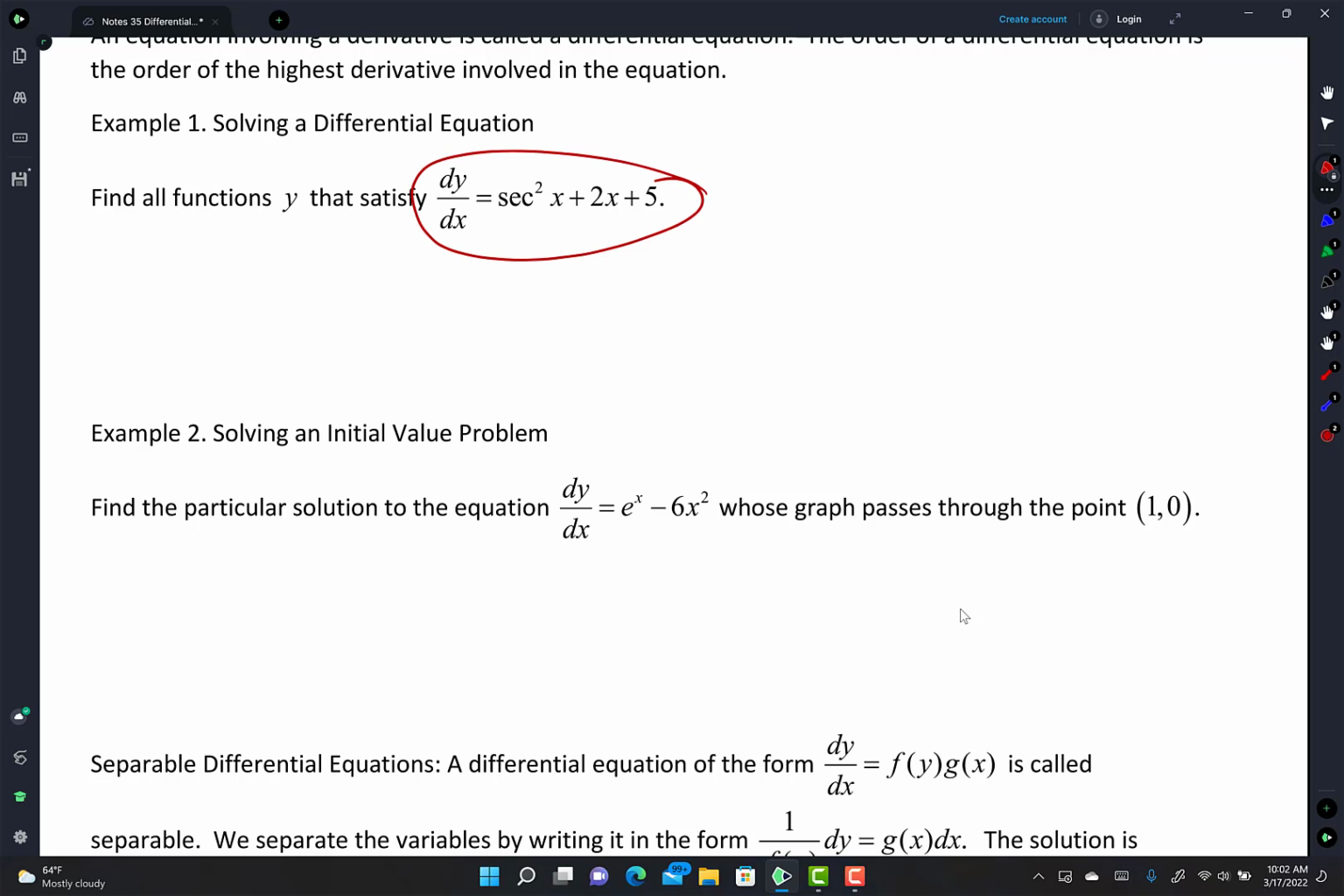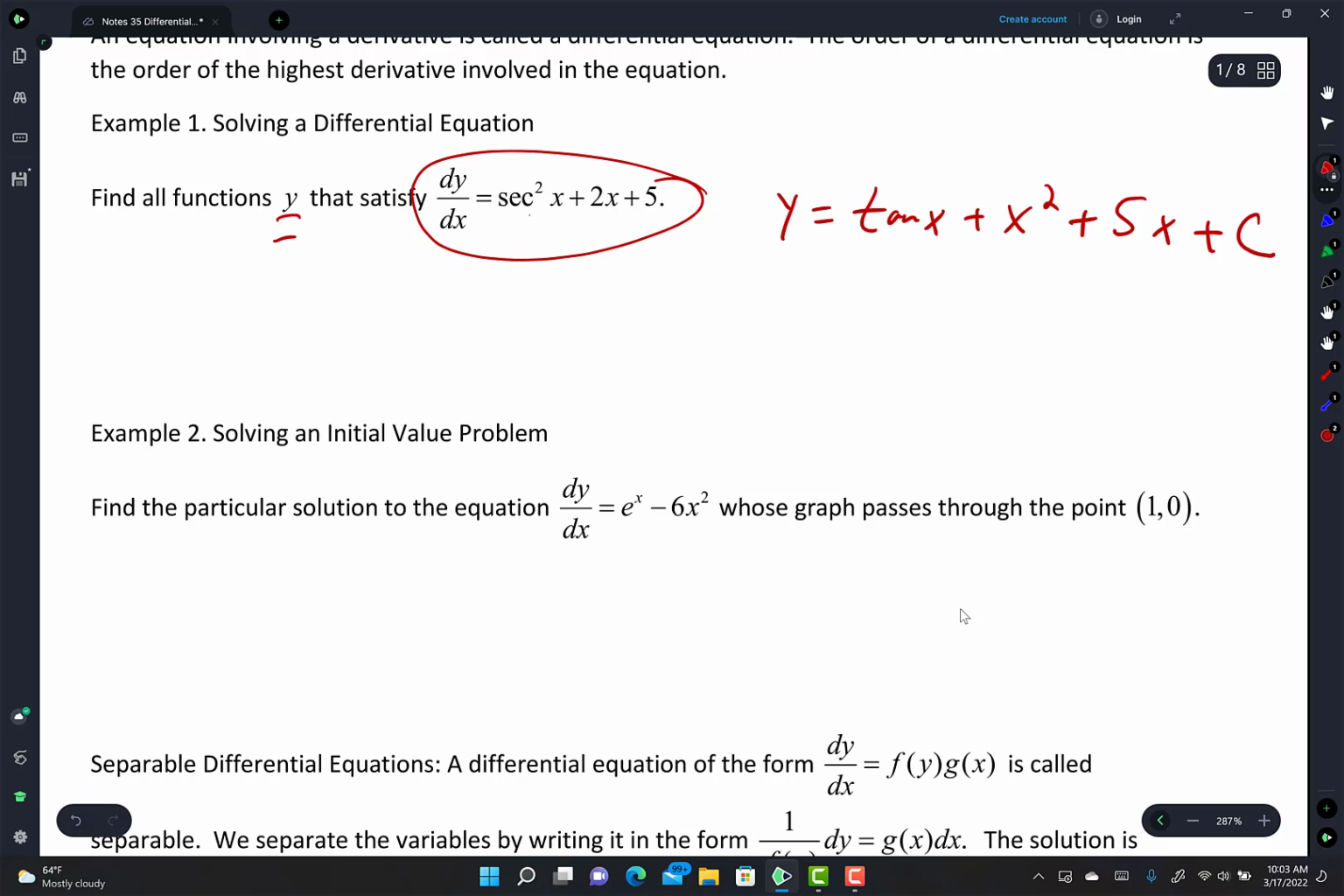So what does it say? Find all functions y that satisfy dy/dx equals secant squared plus 2x plus 5. So let's see if we can do this together really quick. So I want a function y. So I'm going to write y equals. Because this is my derivative, all I'm doing is taking an antiderivative. What is the antiderivative of secant squared? Tan x. What's the antiderivative of 2x? X squared. Yeah, 2x squared divided by 2, the 2's cancel out. What's the antiderivative of 5? 5x. And because plus, perfect. Plus c. Don't ever forget that.